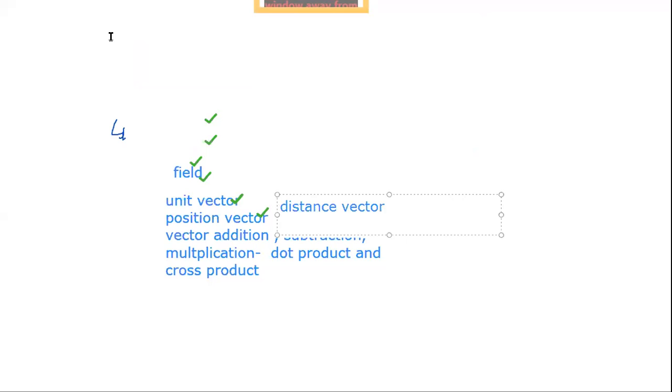If 2 points P and Q are the position vectors, x1, y1, z1 and x2, y2, z2, then the distance vector from point P to point Q can be written as PQ bar. Already you know the distance between the 2 points, which is the square root of x1 minus x2 whole square plus y1 minus y2 whole square plus z1 minus z2 whole square.